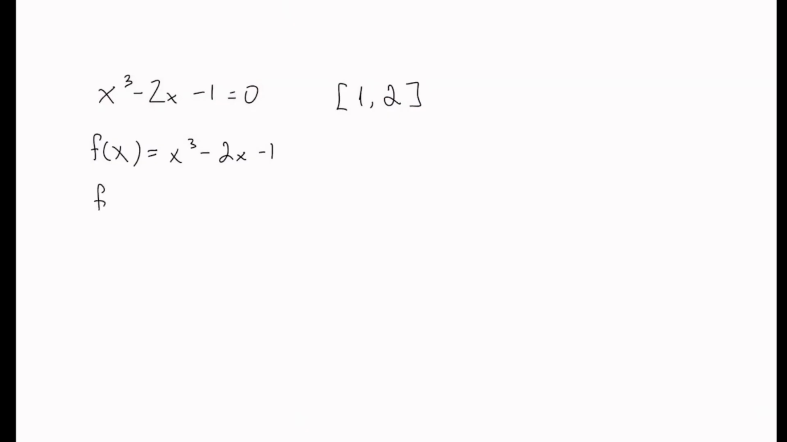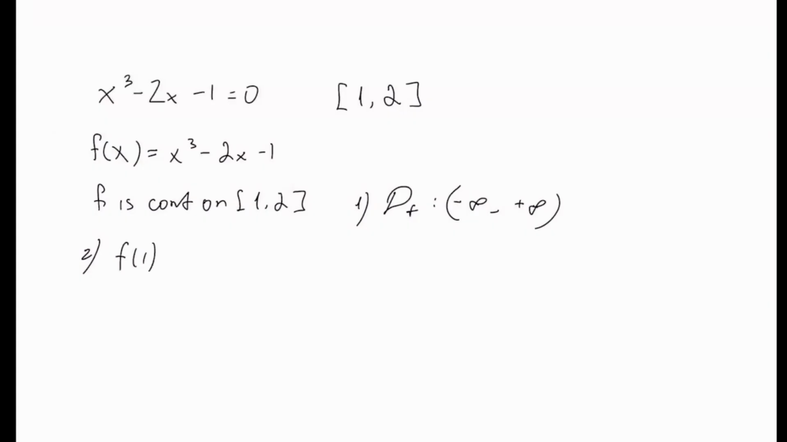First, f is continuous on 1 to 2 because it is a polynomial and it is continuous everywhere. So the first thing you need to state is that the domain of f is from negative infinity to positive infinity. Second step, you need to evaluate the function at the endpoints. f of 1 is equal to 1 cubed minus 2 times 1 minus 1, which is equal to negative 2. And f of 2 is equal to 2 cubed minus 2 times 2 minus 1, which equals 3.